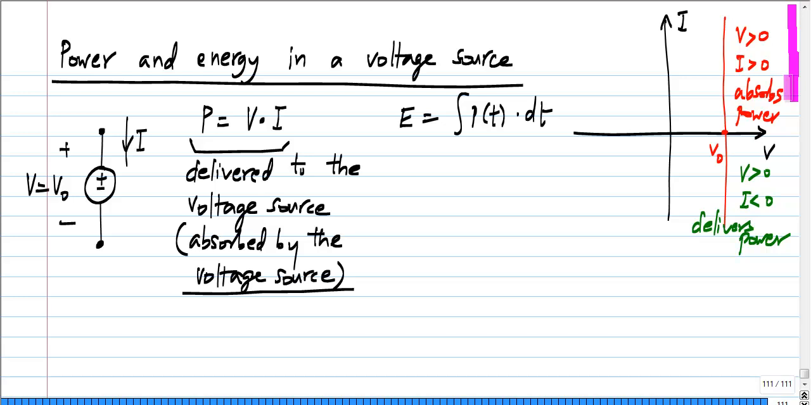Meaning it is not passive. So, a voltage source can be arranged to absorb power, but it also can be arranged to deliver power. So, it is not passive when it is operating in the fourth quadrant. This will be clear by looking at a few examples.